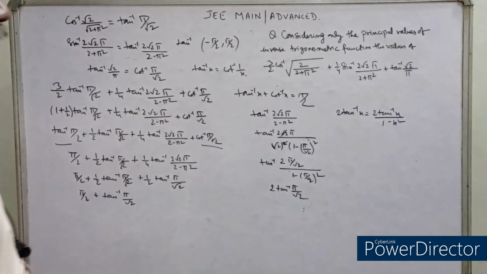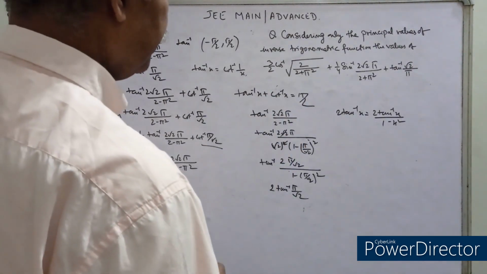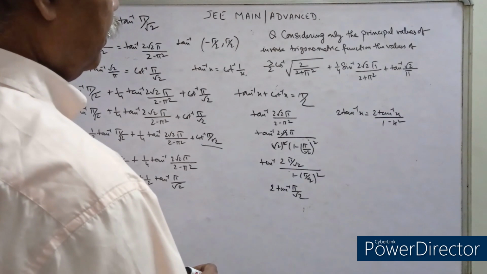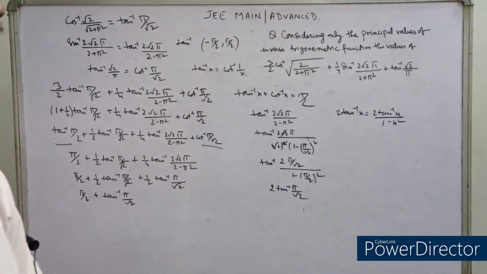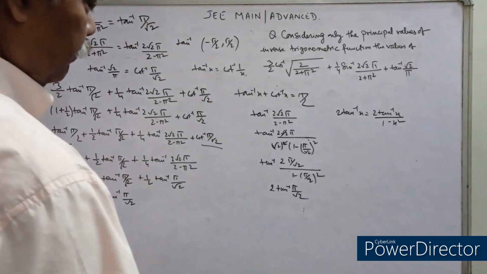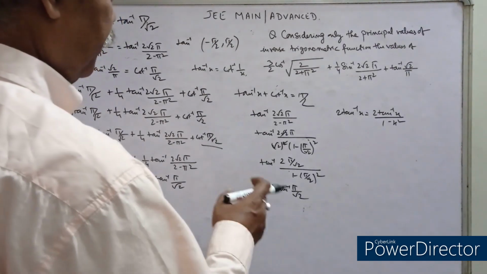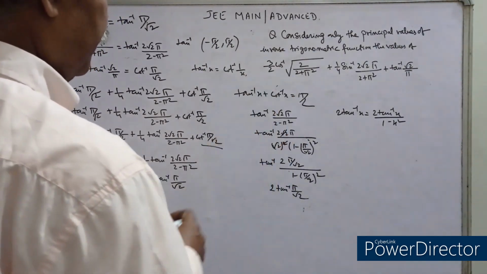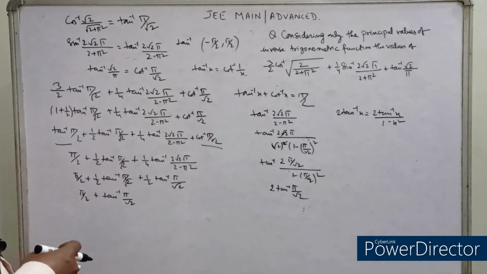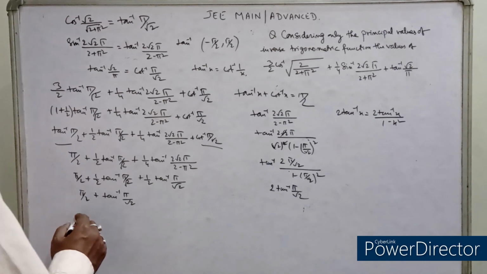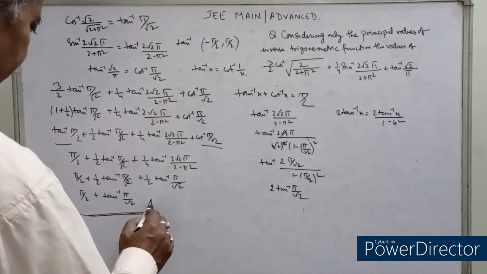Why did this happen? It was 2 plus pi square. So 1 minus, that means pi. If we take here, so this will be your answer.